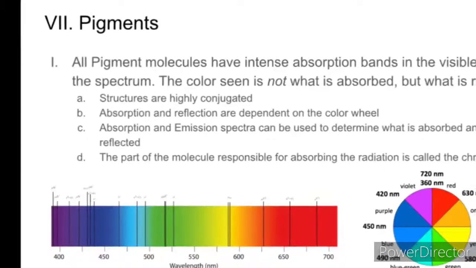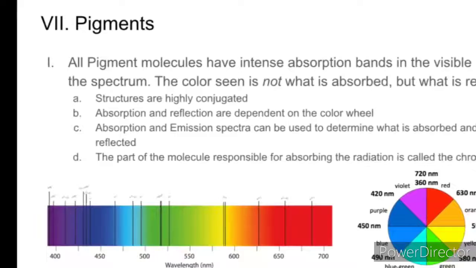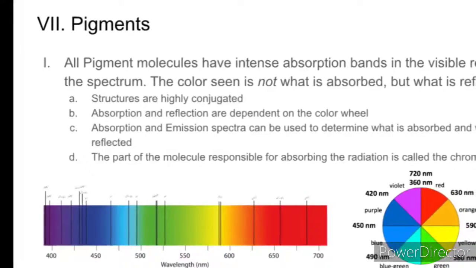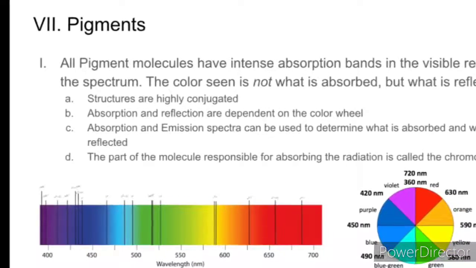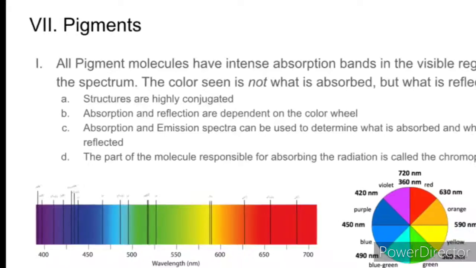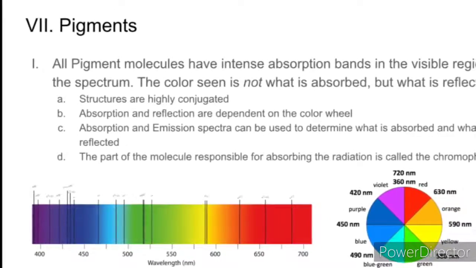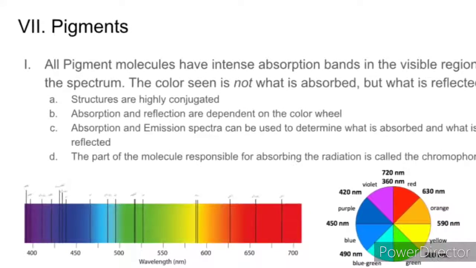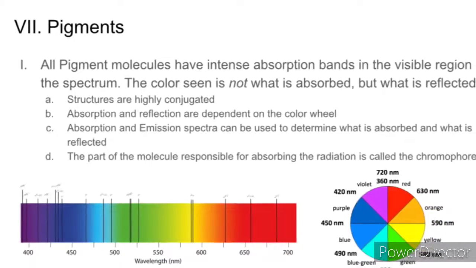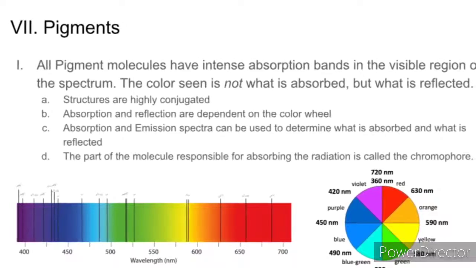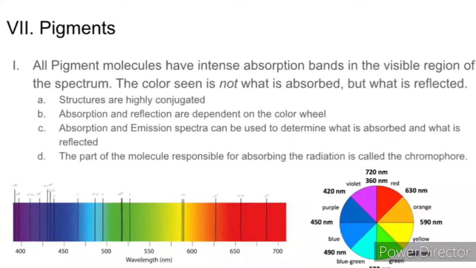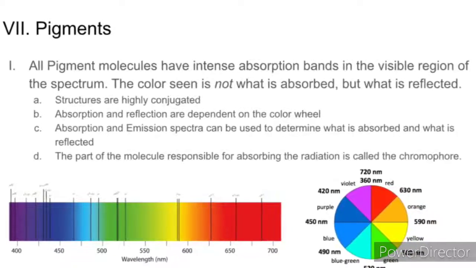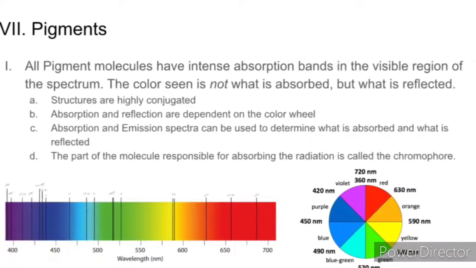So, all pigment molecules have intense absorption bands in the visible region of the spectrum. The color is not what is absorbed, but instead what is reflected. So these structures are going to be highly conjugated. Absorption and reflection are dependent on the color wheel, which I will explain in one moment. Absorption and emission spectra can be used to determine what is absorbed and what is reflected, and the part of the molecule responsible for absorbing the radiation is called the chromophore.